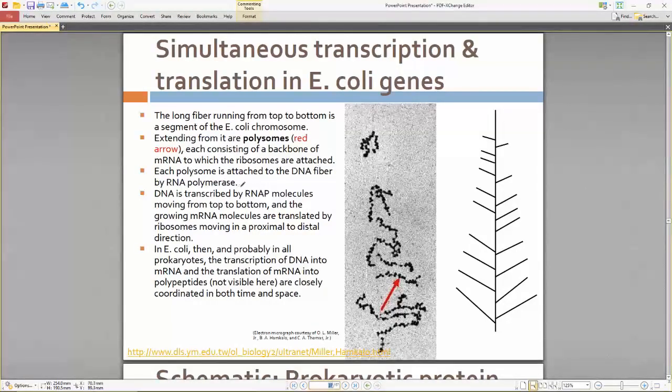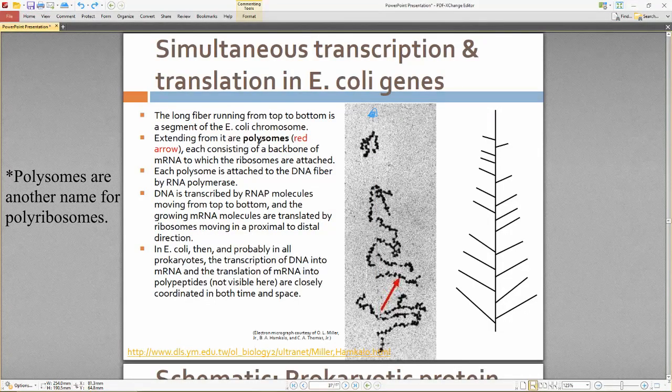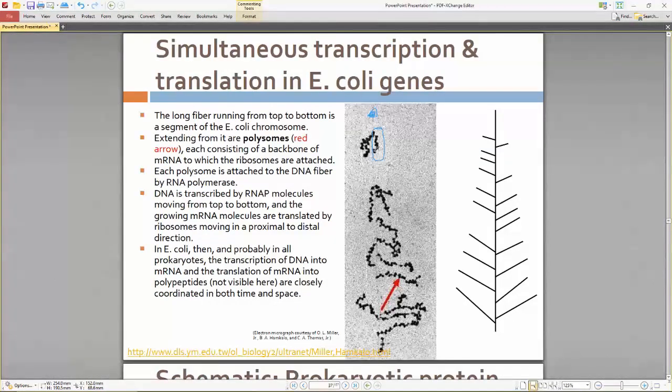Backbone to which ribosomes are attached. Okay, cool. So if you can see here, this is a segment of E. coli chromosome. You see this line? You can kind of see it. This is essentially the DNA of E. coli. And extending from it are polysomes. I think maybe Miss Law meant to write polyribosomes. So extending off this chromosome would be the transcript, the mRNA, which is being transcribed, and at the same time, ribosomes, which are these dots, are attached to it, and these are all polyribosomes at the same time. It's pretty cool.